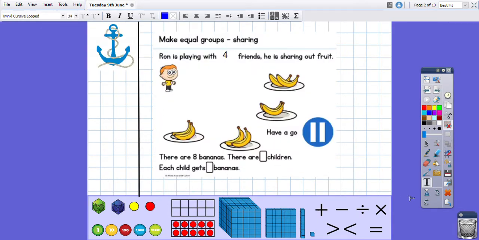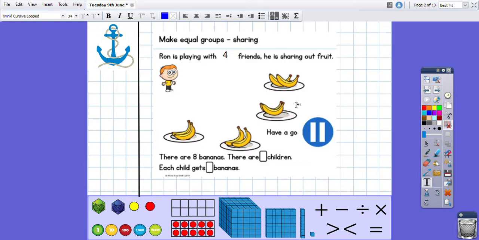Okay, your anchor for today, making equal groups. Ron is playing with 4 friends. He is sharing out fruit. There are 8 bananas. You need to tell me how many children there are and how many bananas each child gets. So see if you can fill in the blanks and then come back and we'll talk through it together.